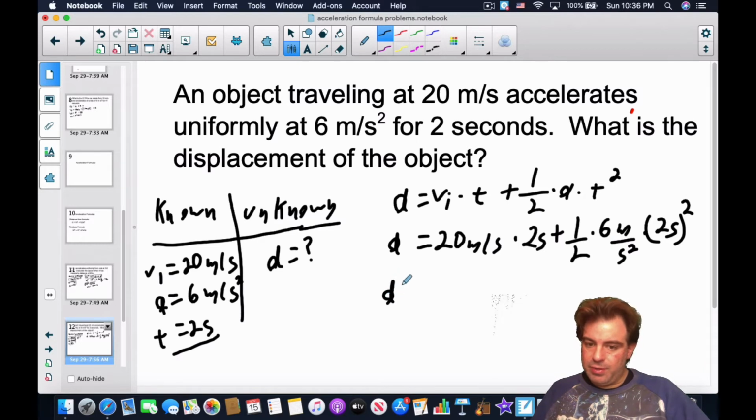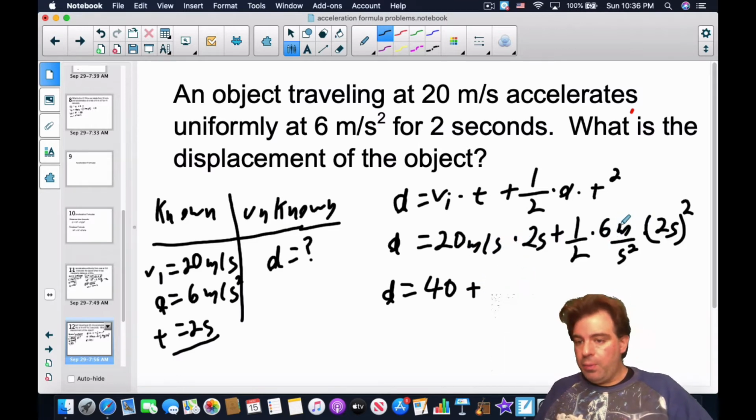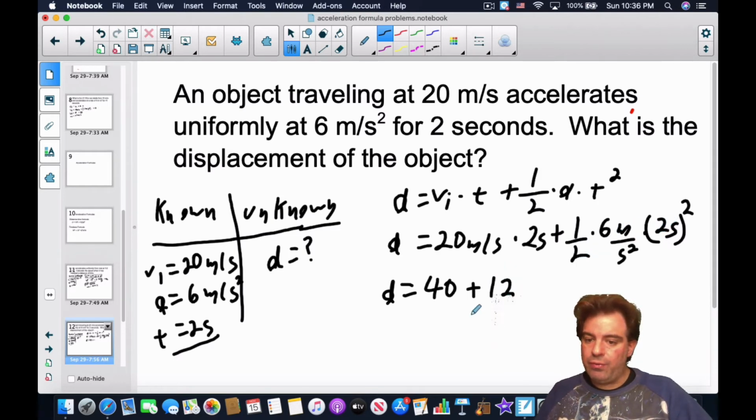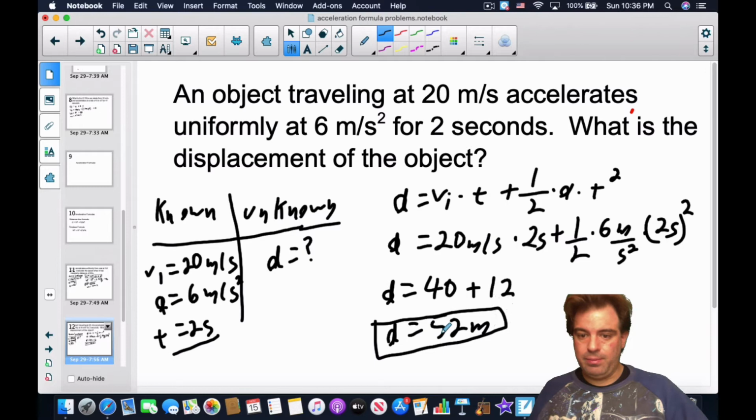Okay, let's solve this. 2 times 20, of course, is going to be 40. We put this right here. Plus, so we do first the products. And we go on this side now, because it's united by positive. 2 squared is 4. 4 divided by 2 is going to be 2. So 2 times 6 is going to be 12. So 40 plus 12 is going to be 52. And the answer, of course, is going to be 52 meters, as you can see over here.